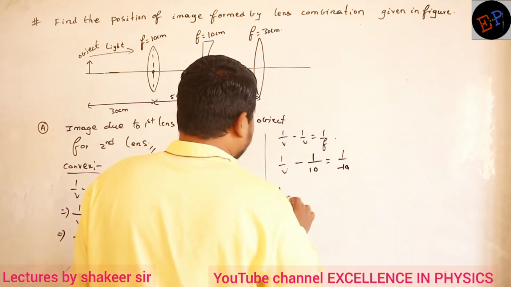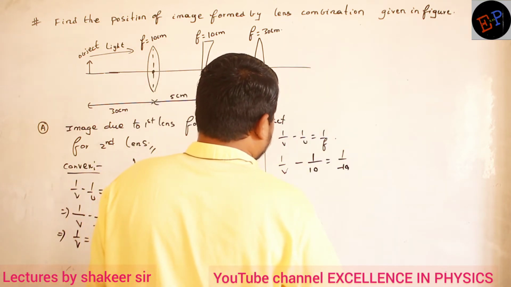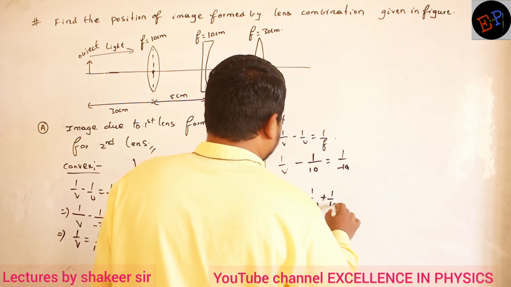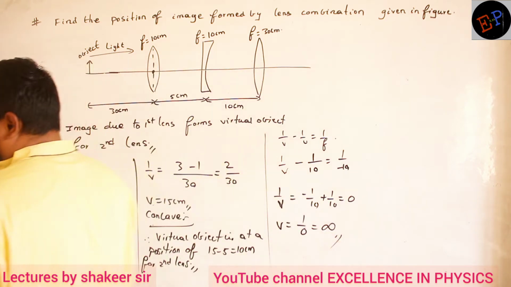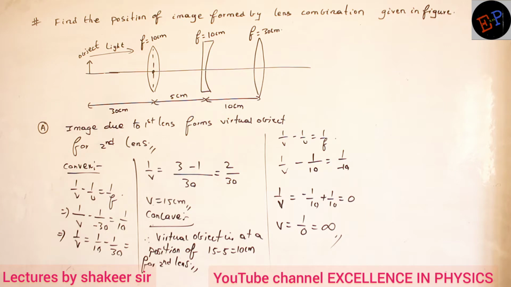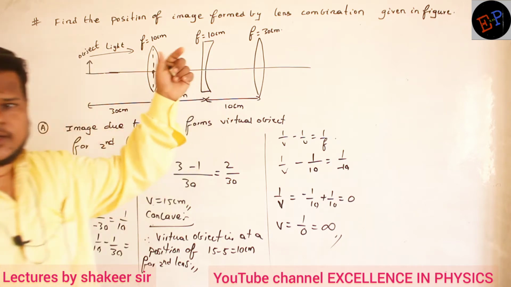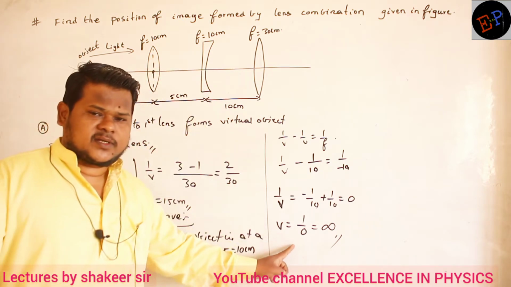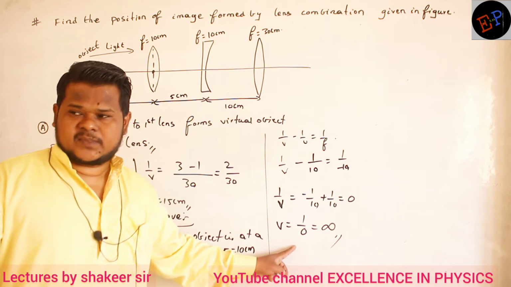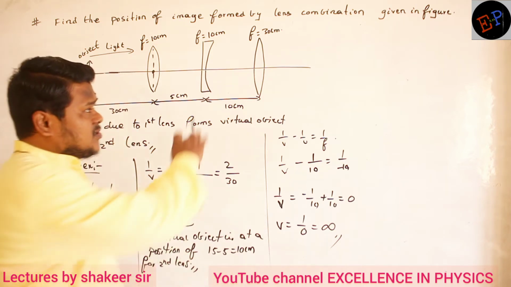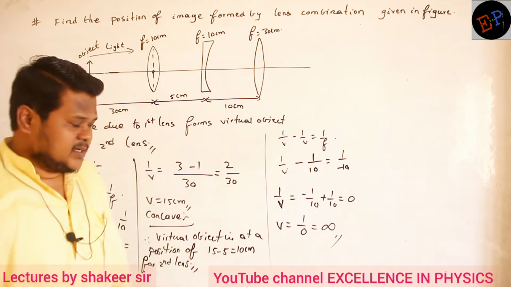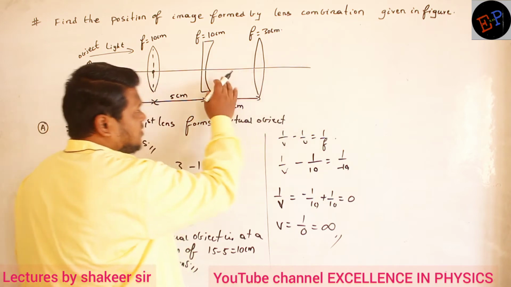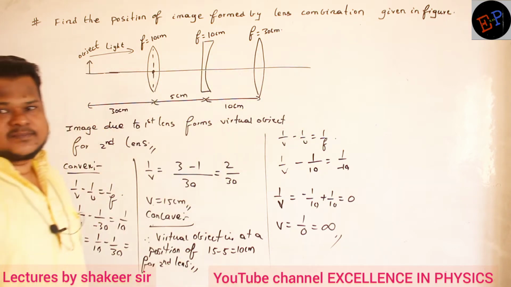So therefore, 1 by v is equal to minus 1 by 10 plus 1 by 10. So 0. So therefore, v value, 1 by 0, will be how much? Infinity. That's all. It means the second lens will create an image at infinity. Are you able to understand? Now infinity means on this side or this side? That also I have to check. No need of checking, but I am checking.